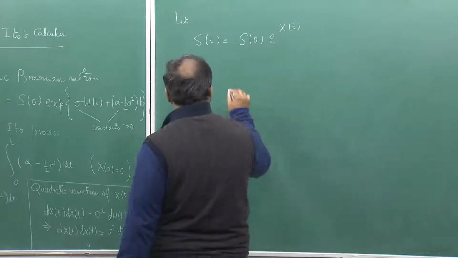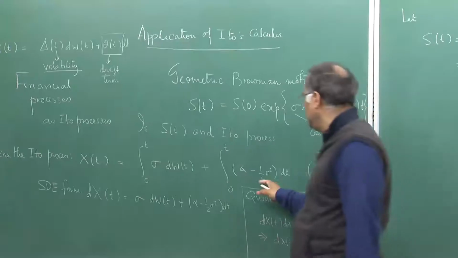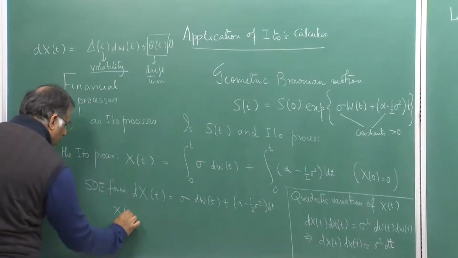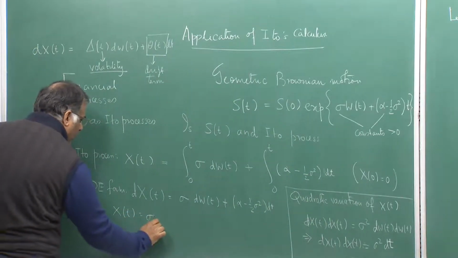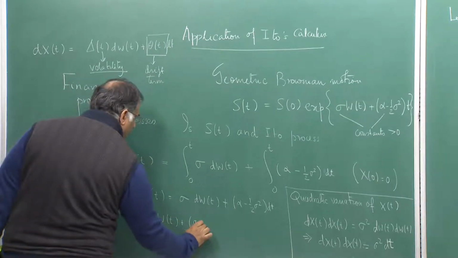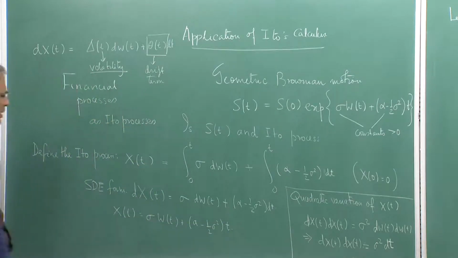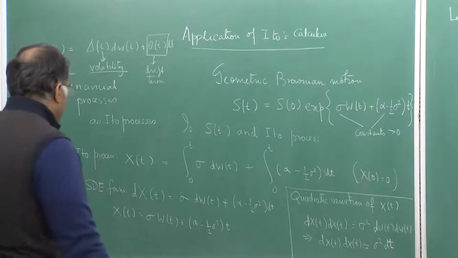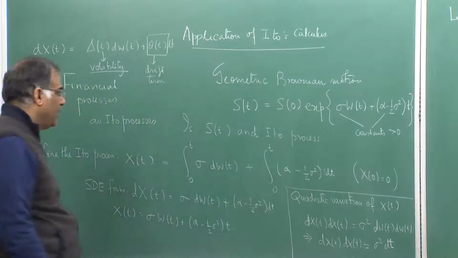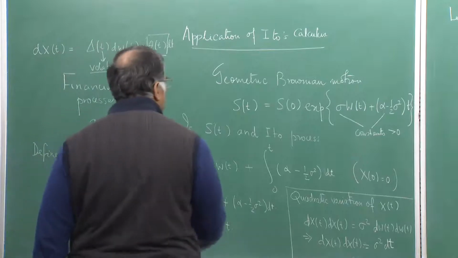So, S0. You might wonder why I am writing in the integral form. If you look at it, this Xt is actually sigma Wt plus alpha minus half sigma square t. Actually Xt is this process, because if this sigma is constant, of course you can start working with sigma and alpha not constant, but since they are constant I can write it like this.